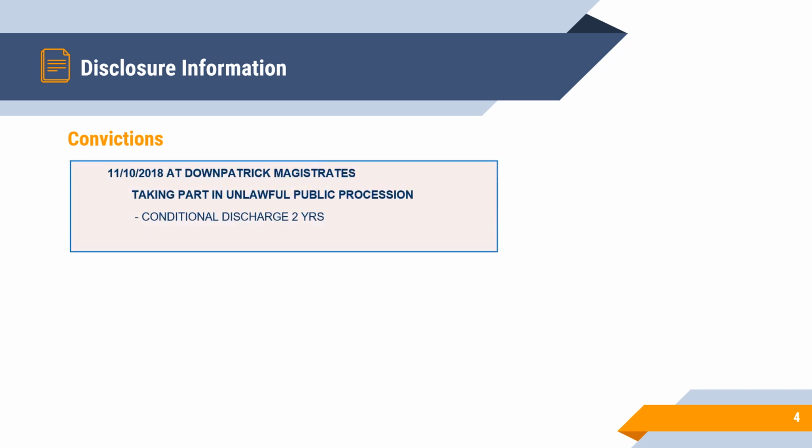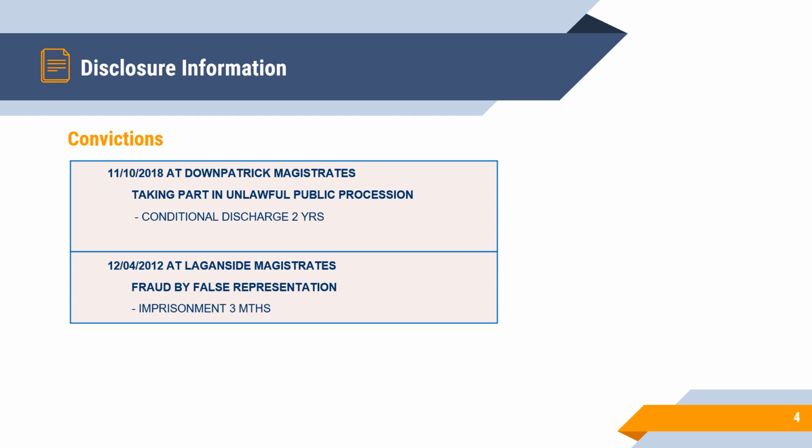In this first example, you will see the individual's case was heard at Downpatrick Magistrates Court on the 11th of October 2018. The offence was taking part in an unlawful public procession, and the court handed out a 2-year conditional discharge. The second example is a case heard at Laggenside Magistrates Court on the 12th of April 2012. The offence was fraud by false representation, which incurred a 3-month prison sentence.